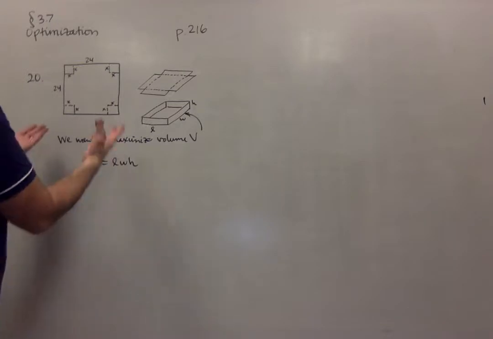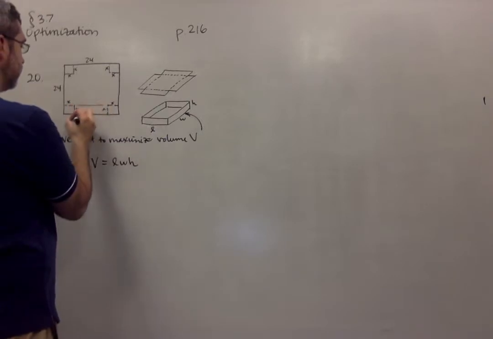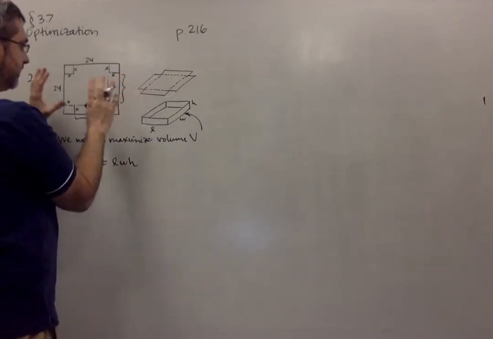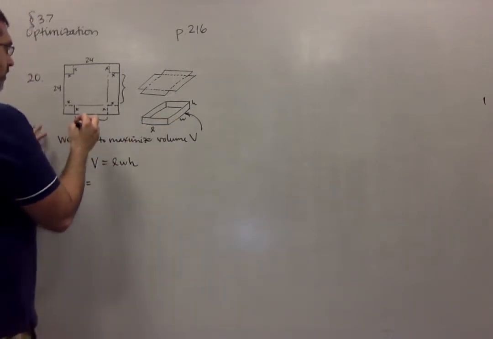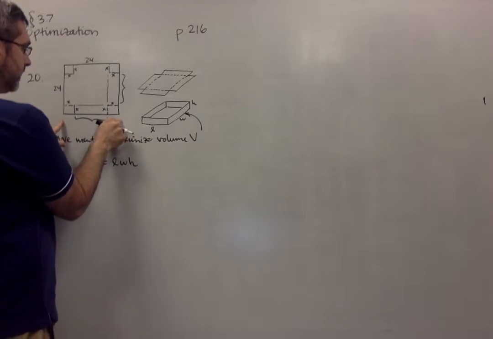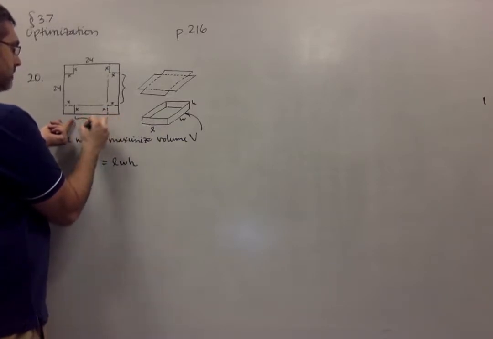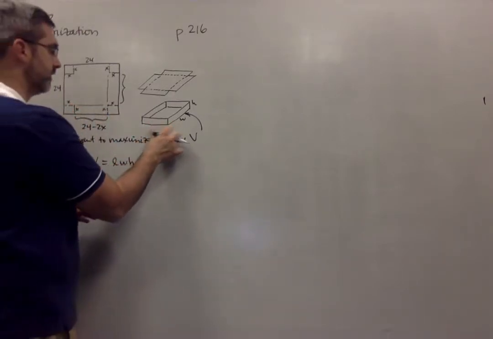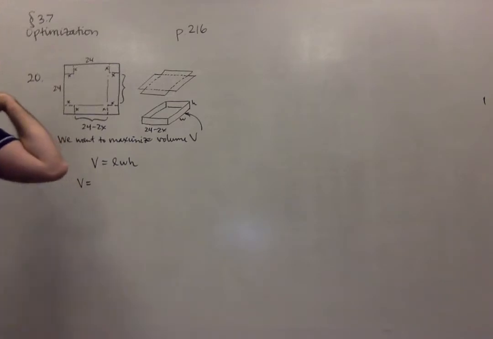So let's start, and let's notice that when I cut these away and fold, the length of the subsequent box is actually right here. The width is right here, and they're actually the same because we're talking about a square and we're taking away squares. So the length and the width are actually going to be the same. Overall, this thing is 24, and we're pulling away x and pulling away x here. So this length right here is actually going to be 24 minus 2 copies of x. Got that? Is that clear?